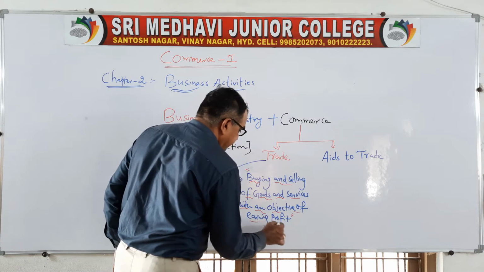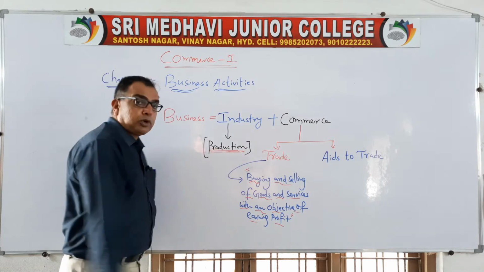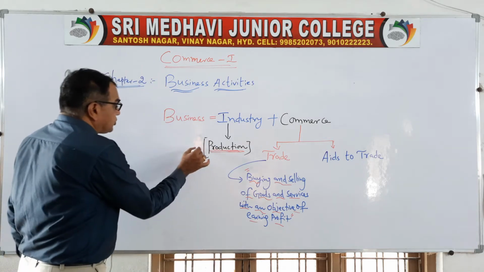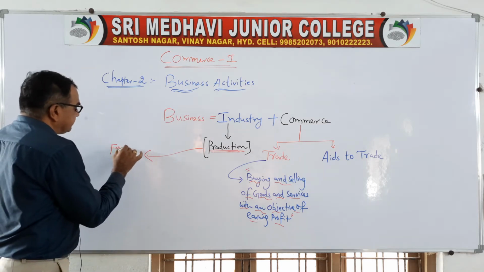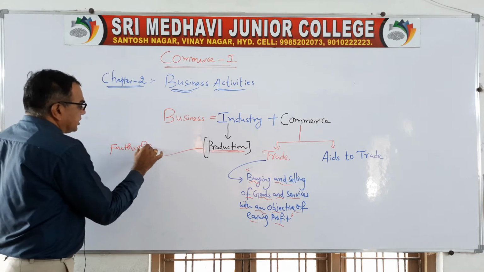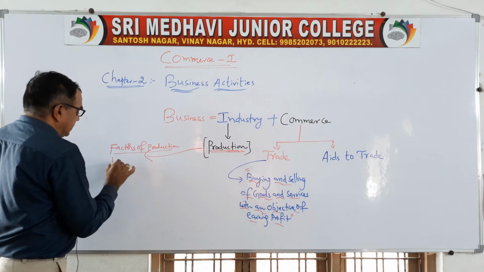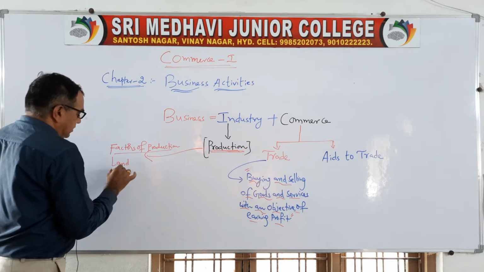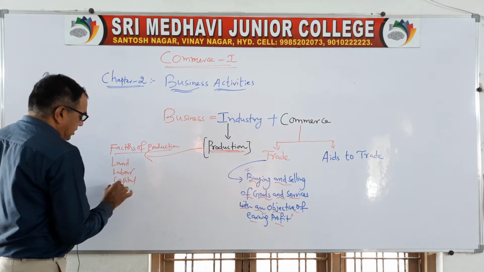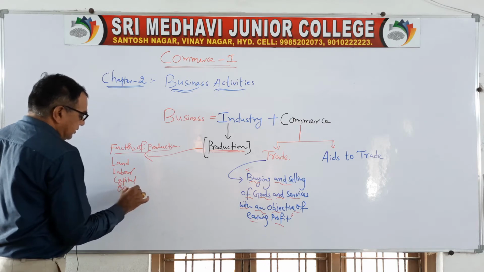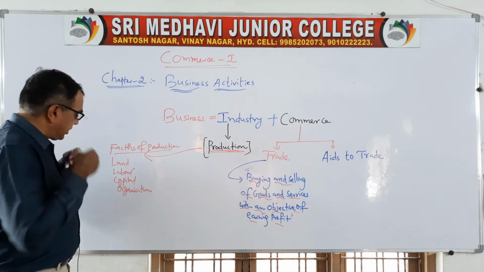Now try to understand here. Here we are producing. So in order to produce, what you have to do? You have to assemble all the factors of production. Factors of production means land, labor, capital, organization. These are the four important factors of production. Already you might have learnt in your economics.